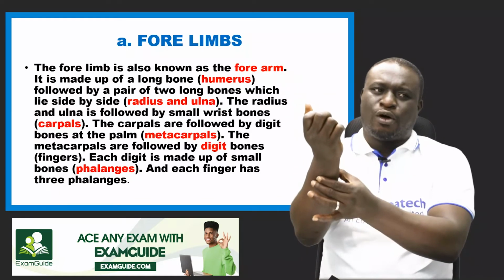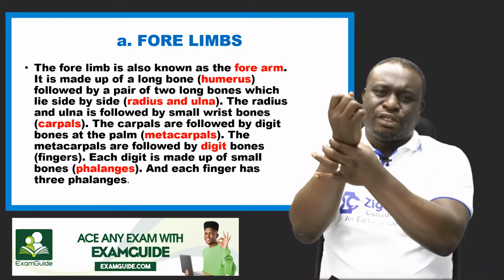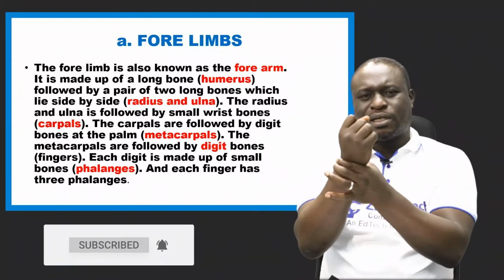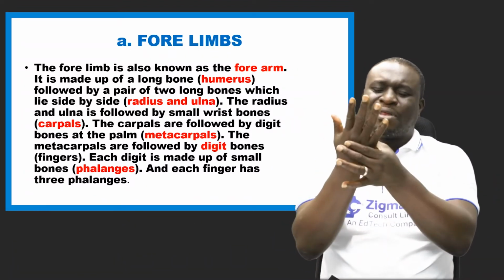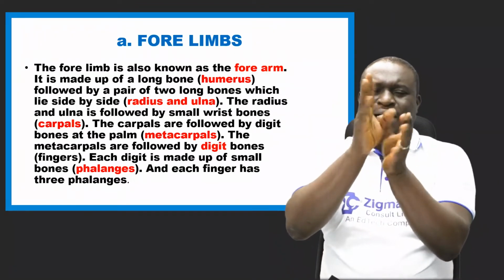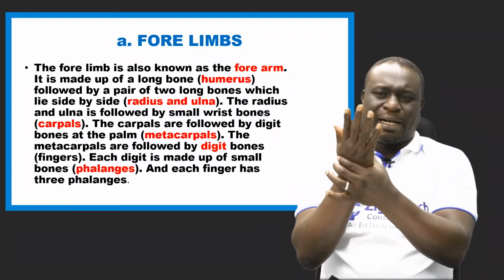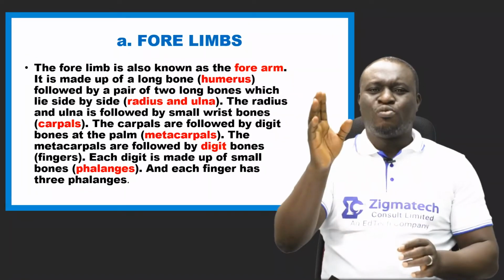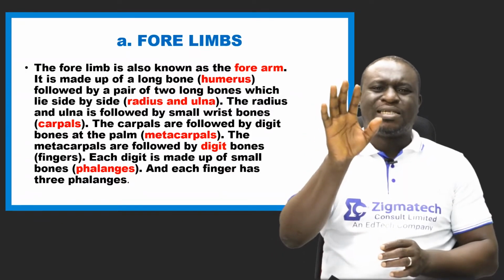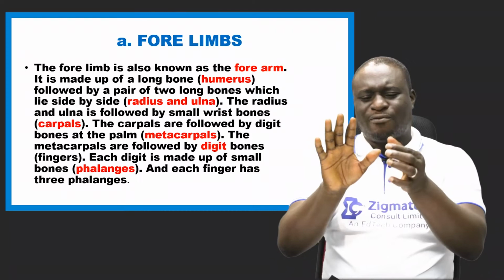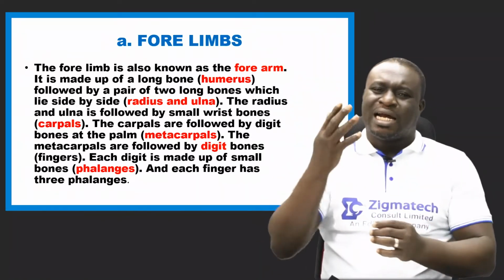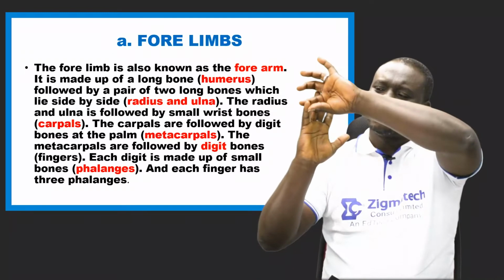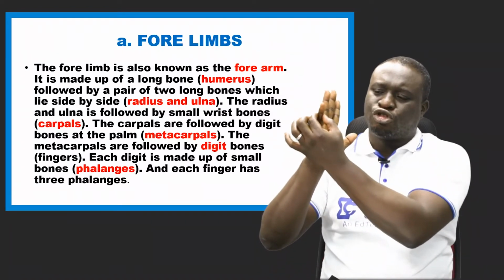Now, after the radius and the ulna, we have the wrist bone. In the forelimbs, the wrist bone is called the carpals. After the carpals, we have the bones of the palm, called the metacarpals. After the metacarpals, you have digits. Humans are called pentadactyl, simply meaning that they have 5 digits. So we have 1, 2, 3, 4, 5. In each of these 5 digits, we have 3 phalanges. You can see a small bone here, 1, 2, and then 3.